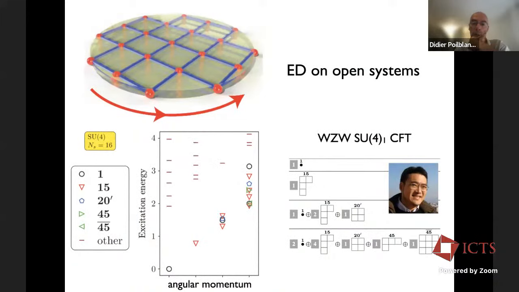We have also shown that if you take an open system, as schematically seen here, and look at the eigenspectrum of this system, it is clearly seen that the spectrum has a linear branch at low energy. There is a linear branch as a function of angular momentum that reflects the chiral edge mode. And you can look closely at the content of this mode, and by close inspection you will see that it fulfills exactly what is expected. In this case, this is SU(4), so the SU(4) level one CFT.